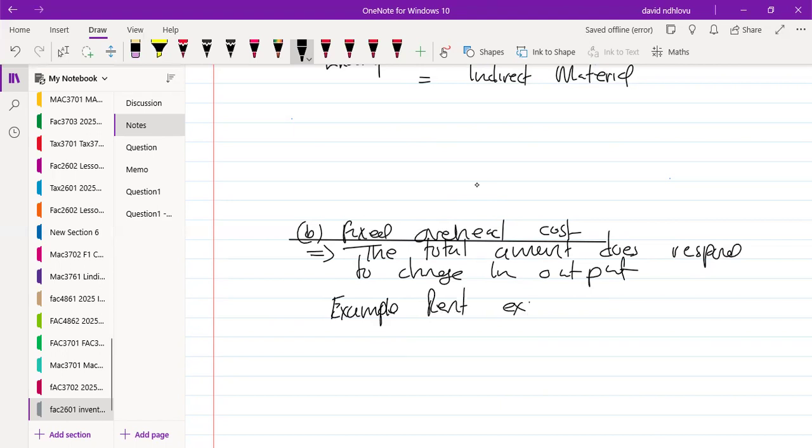Right, if you are renting premises for your business and you pay 5,000 per month, you are charged 5,000 per month because of the square meters that you occupy. If you produce 1 unit there, the landlord does not care. You pay him 5,000. If you produce 10 units, he doesn't care. He's charging you per square meter occupied. You still pay him 5,000. If you produce 100 units, you still pay him what? 5,000. So therefore, we are saying this is an example of a fixed manufacturing overhead.